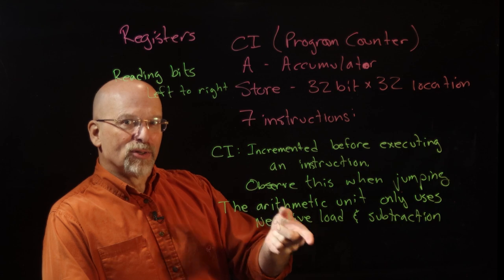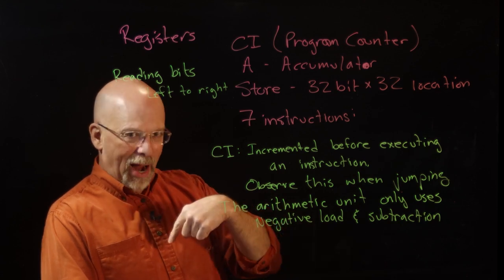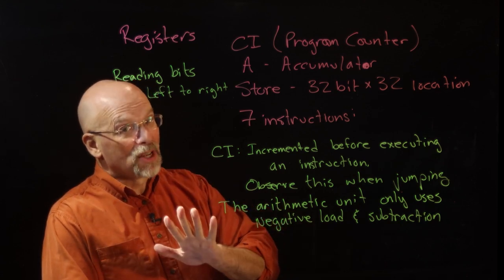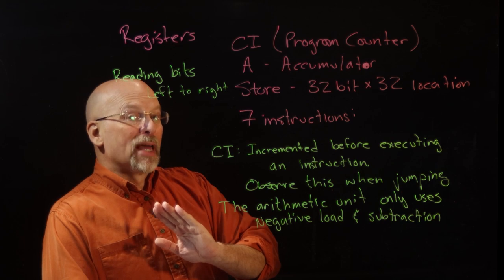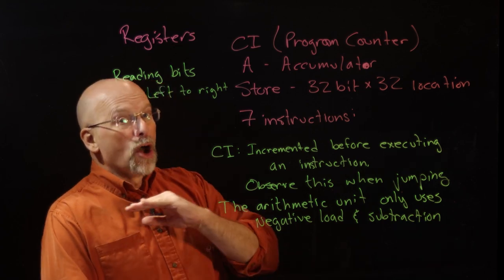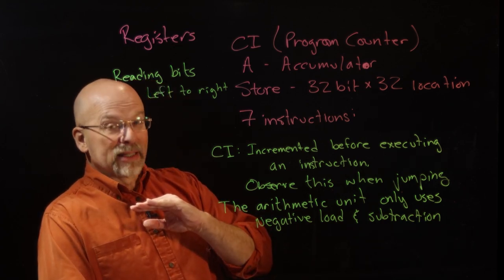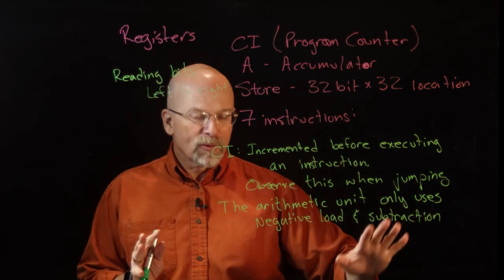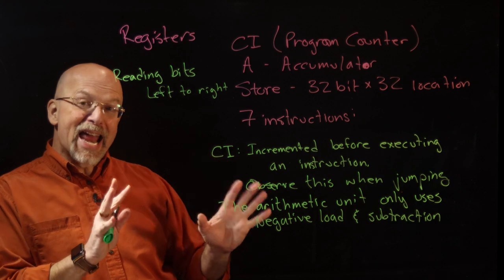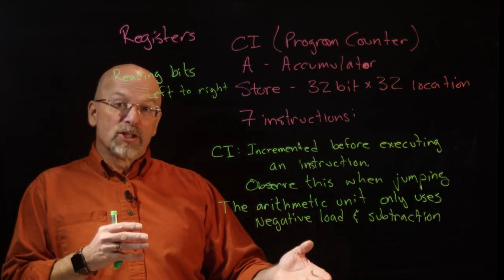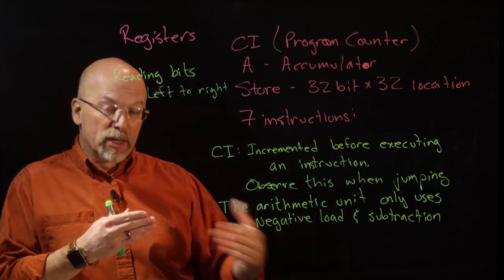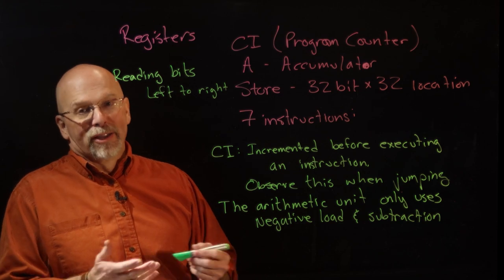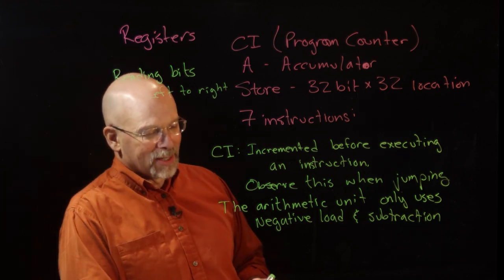So if I wanted to add two numbers, I load the negative, I subtract it. Now I've got the negative of the sum. What I want to do then is store it, load it, and loading it negates it, turns it positive, and store it again. So oftentimes, after you've finished doing your computations in negative, you need to do a store, a load, and a store in order to make sure that the final result is positive.